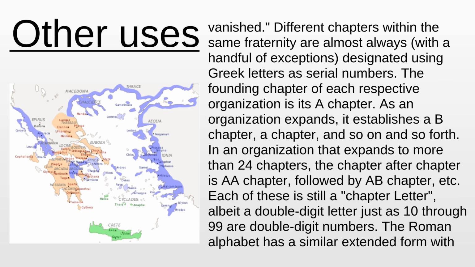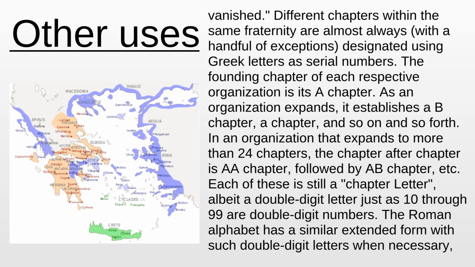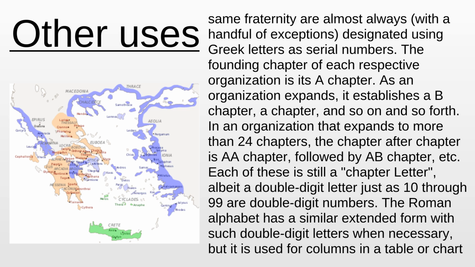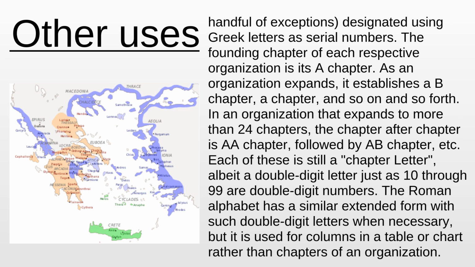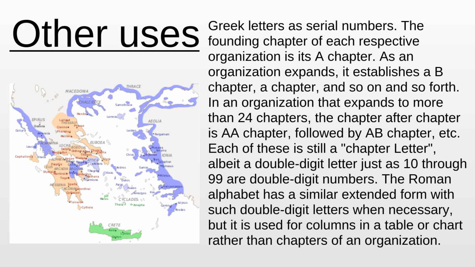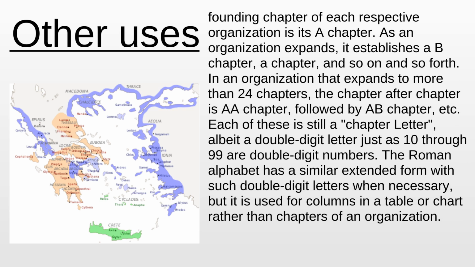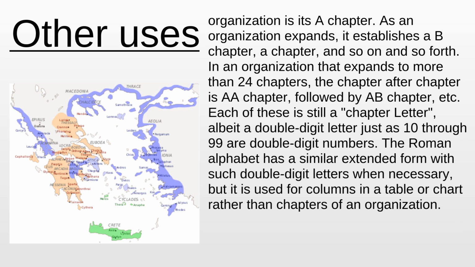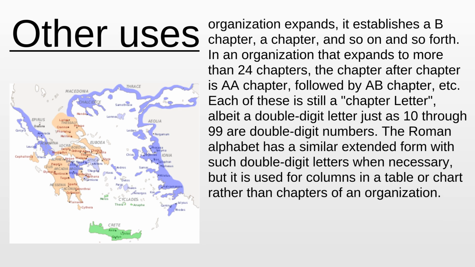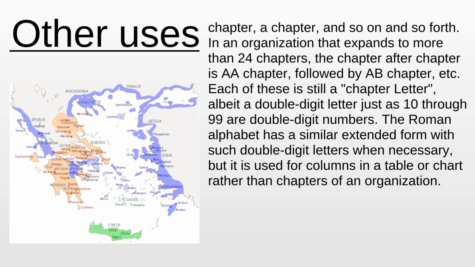Different chapters within the same fraternity are almost always, with a handful of exceptions, designated using Greek letters as serial numbers. The founding chapter of each respective organization is an Alpha chapter. As an organization expands, it establishes a Beta chapter, a Gamma chapter, and so on and so forth.